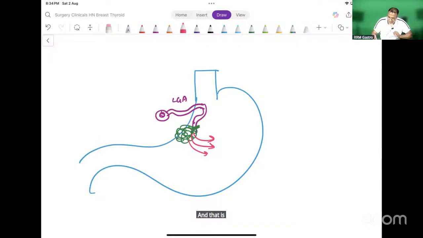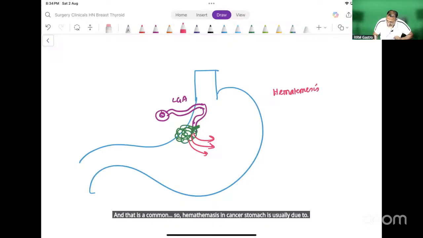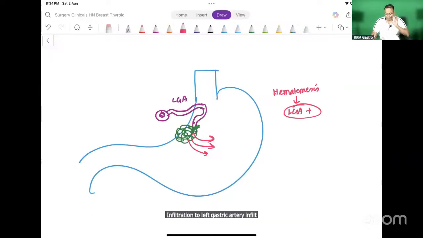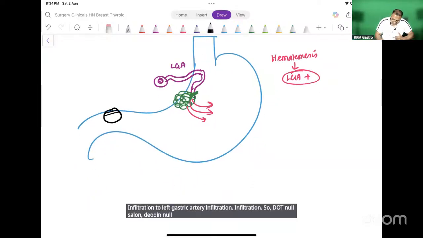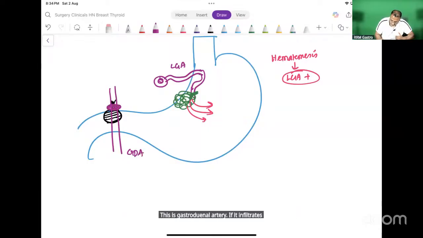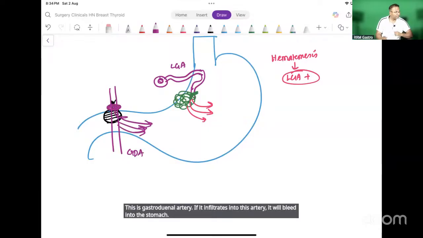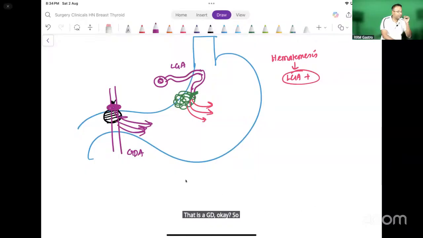And that is common. So hematemesis in cancer stomach is usually due to infiltration of the left gastric artery. If this is a duodenal ulcer, it infiltrates into the gastroduodenal artery. This is the gastroduodenal artery. If it infiltrates into this artery, it will bleed into the stomach. That is the GDA. So hematemesis, please don't forget.